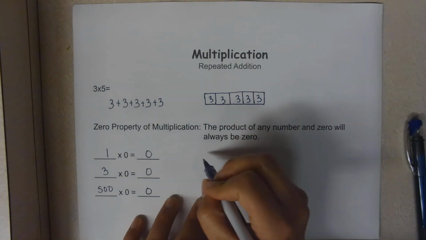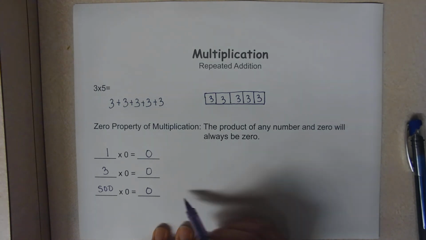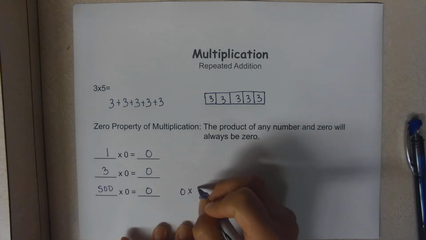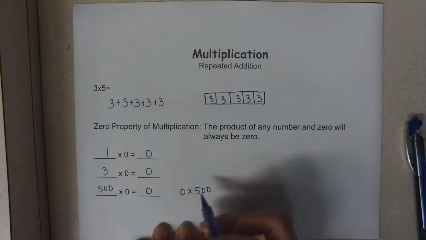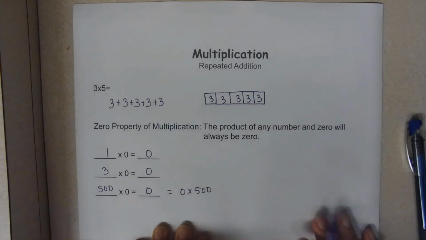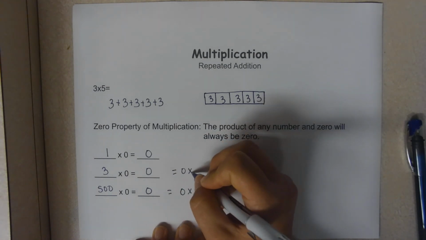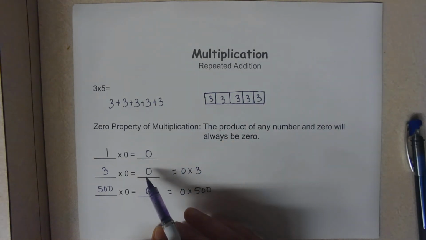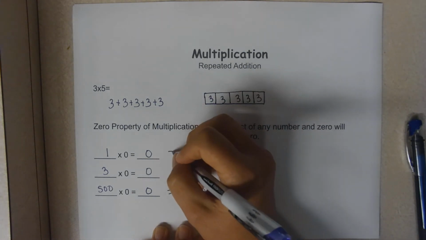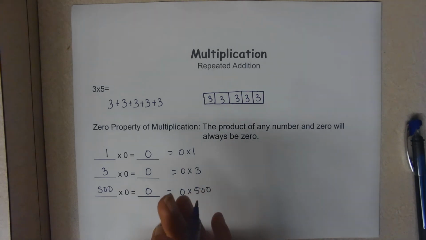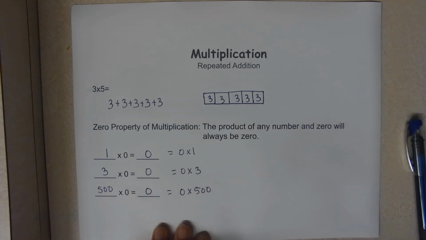If you do it the opposite way, because of the commutative property, if you say 0 times 500, it's going to be 0. 0 times 3 will be 0. 0 times 1 will be 0. And that is the zero property of multiplication.